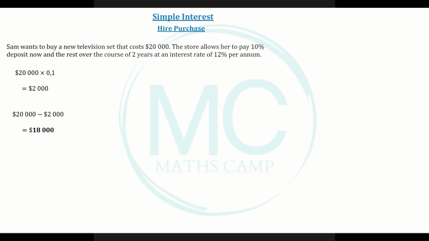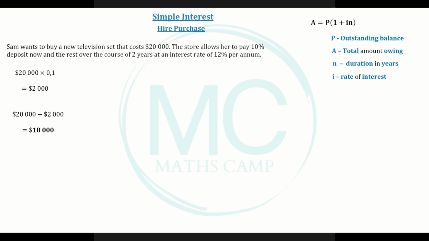Hire purchase always works with simple interest. So to find out how much Sam will have to pay, we can use the formula for simple interest. In this case, P takes on the value of the outstanding balance once the deposit has been paid. So in this case, the outstanding balance, $18,000, takes on the value of P. A will be the total amount Sam still owes the store. N is the time Sam has to pay off the cost, and we always calculate this in years. And I is the rate of interest given by the store.